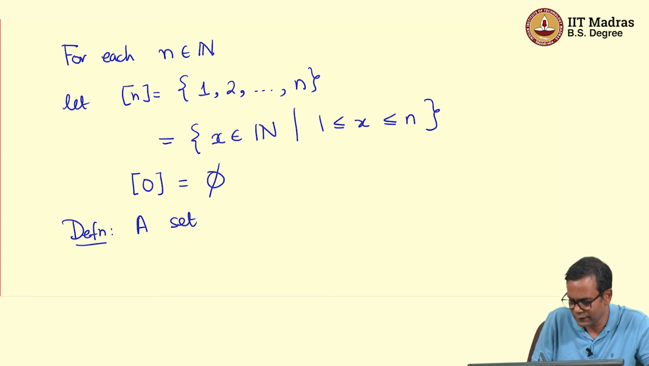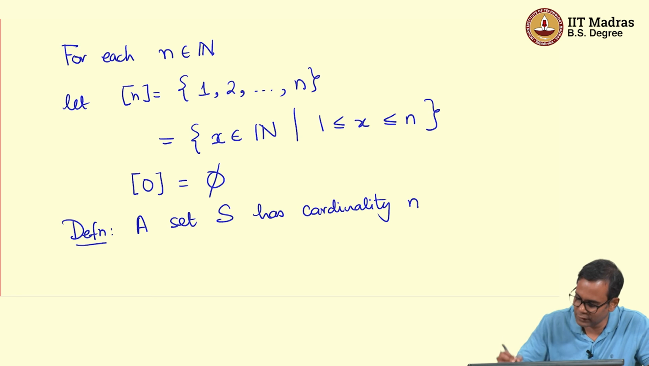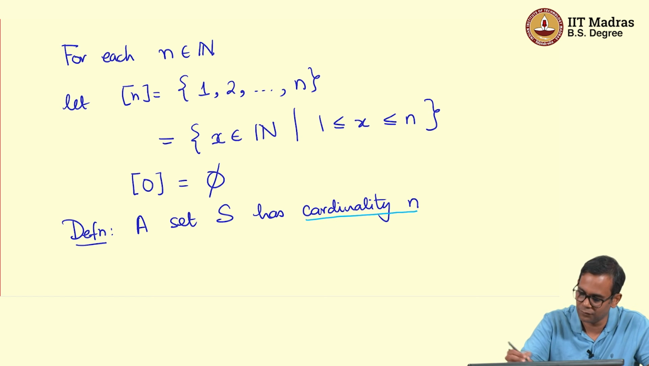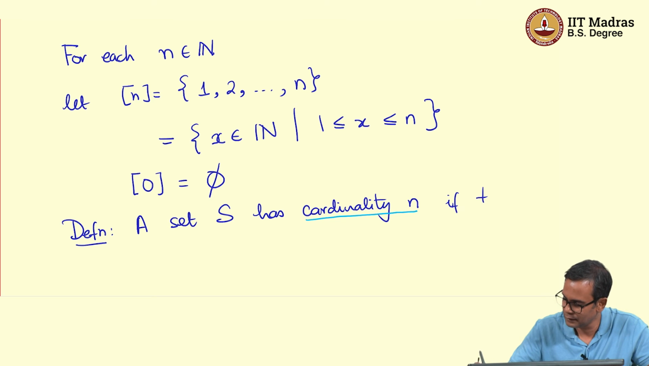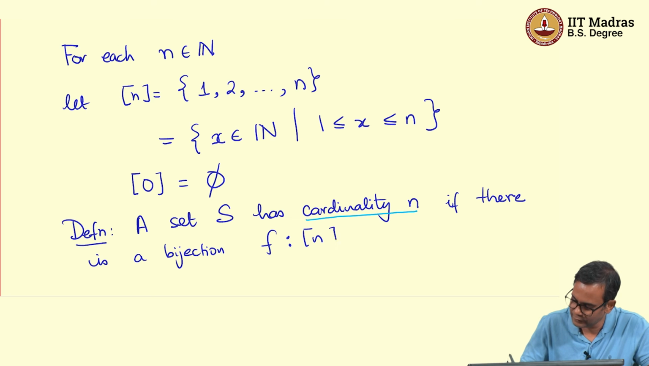A set, let us call it S, is said to have cardinality n. This is just a fancy word for saying the set has n elements if there is a bijection f from box n to S.